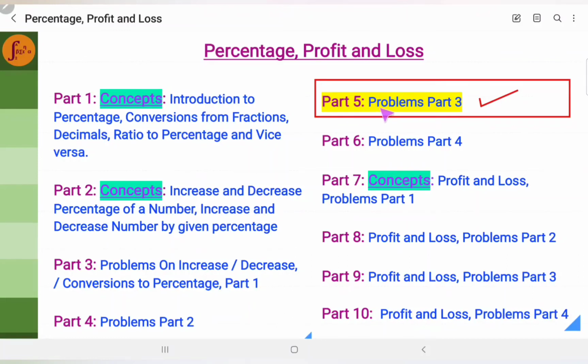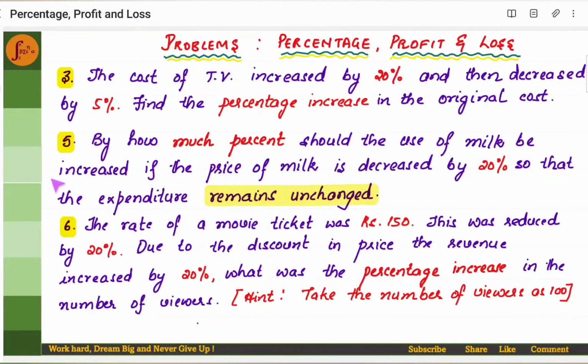Hi everyone. In this video, we'll go through problems related to percentage increase and decrease. We'll go through these three problems, and how these three problems are solved step by step.